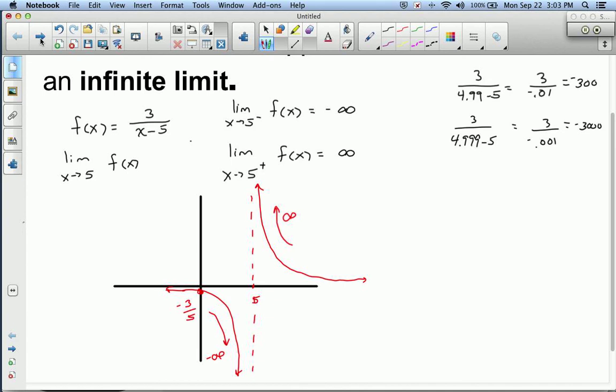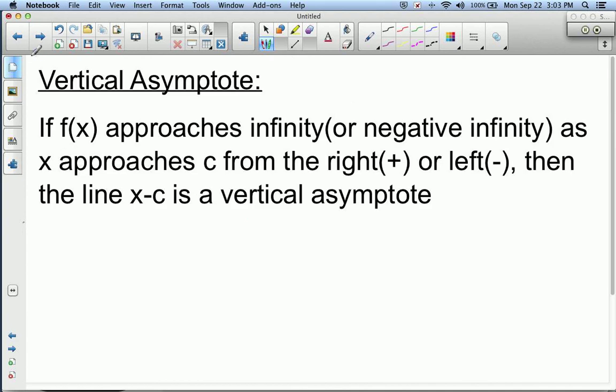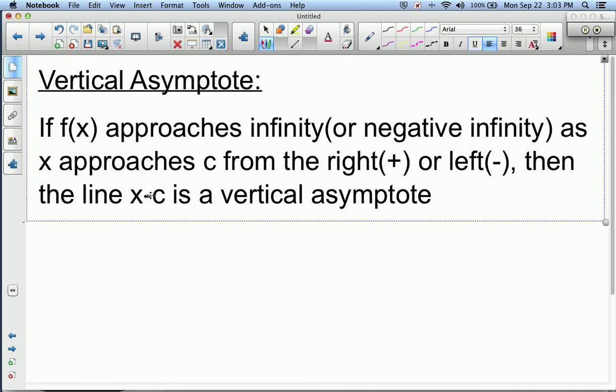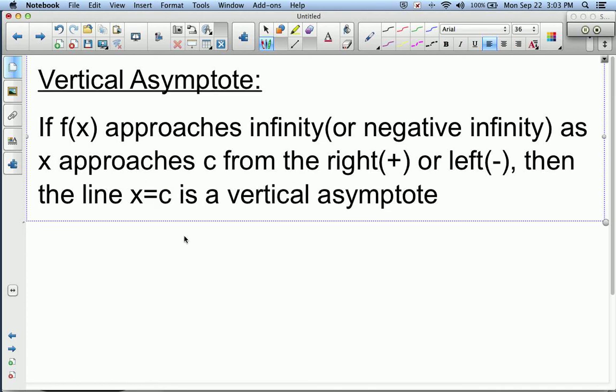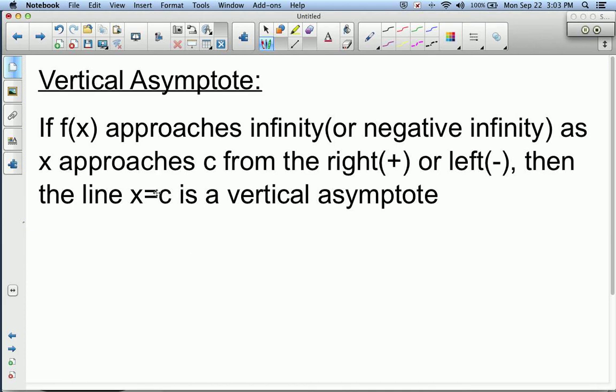All right, let's move on to another definition. Vertical asymptote: if f of x approaches infinity or negative infinity as x approaches c from the right or the left, then the line x minus c is a vertical asymptote. And that's a typo in there. This should say x equals c is a vertical asymptote. Make sure you make note of that change. Not x minus c. X equals c is the vertical asymptote.